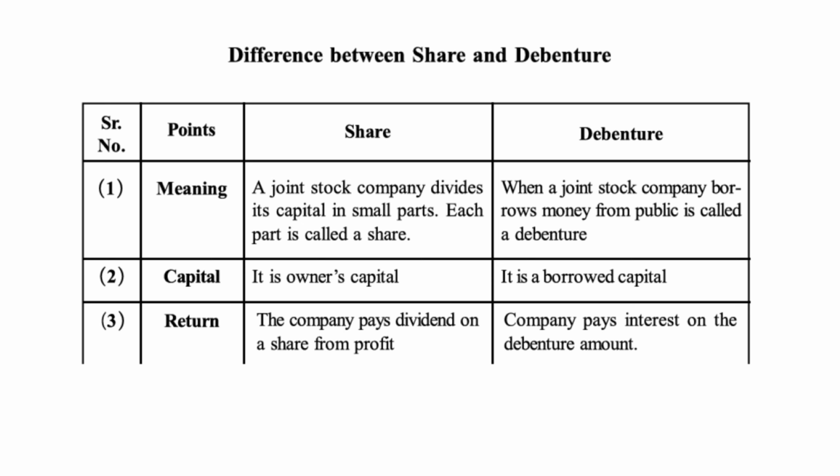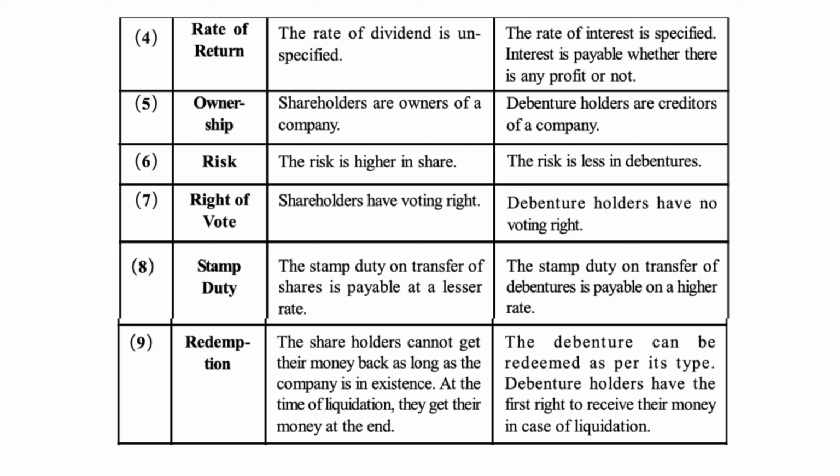Now, rate of return. If the company is making profit, then it will give a higher rate of dividend. If it is making less profit, then it will give a lesser rate of dividend. If it is incurring loss, then it will give no dividend. So the rate of dividend at which you will get your return is not specified, it is not fixed. But for debentures, it is mentioned in the debenture certificate what the rate of interest will be. It is mentioned in the certificate that it will be 8%, 9%, whatever. So here the rate of return is fixed.